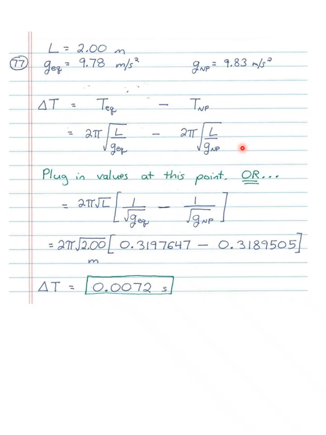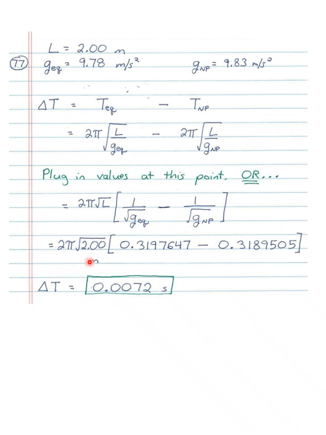Now at this point, you can just plug in all those values. I'm going to algebraically simplify this a bit, but you can just plug in all the values. You might want to factor out 2 pi, but you know the length, 2 meters, the g's that are given, and you can get the answer from here. However, let me get a bit more algebraic. The rest is unnecessary, but I factored out 2 pi and the square root of L, and I'm left with 1 over the square root of g at the equator minus 1 over the square root of g at the North Pole, and then I can plug in those values.